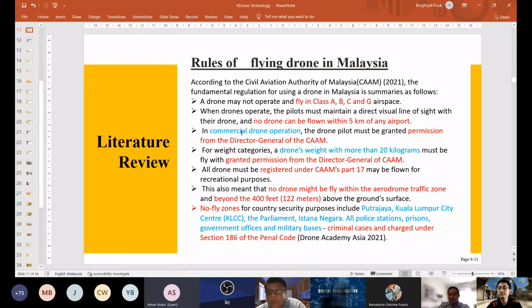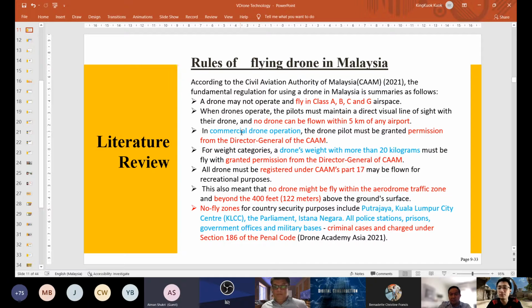And another thing is you cannot fly it in the KLCC area, Putrajaya area, Parliament area, Istana Negara area, police stations, prisons, and also government offices and military bases. These are the regulations, and this is the limitation. Hopefully that question is answered. Thank you again, Dr. Kelvin.